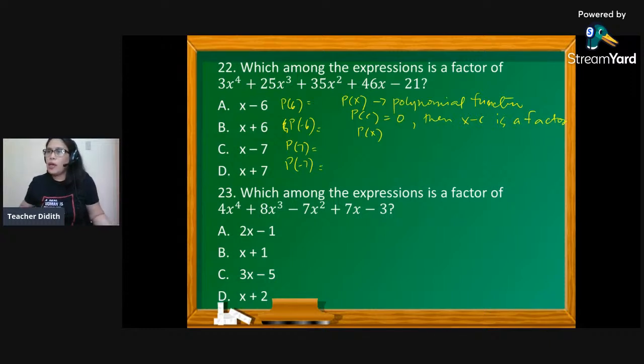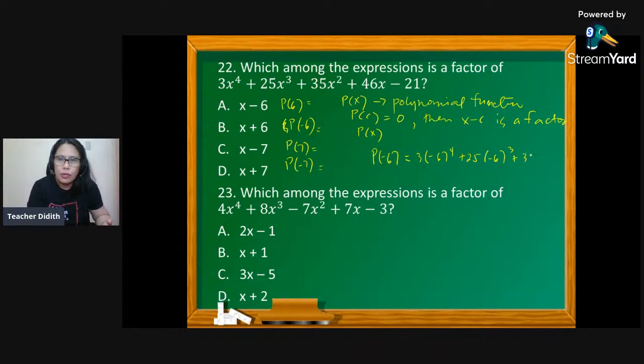Okay, let's see, guys. What's the answer? Oh, not A, they say. From Angelo. Okay. From Lino, it's B. Oh, B daw. Let's look now at P of negative 6. So, this is 3 times negative 6 to the fourth plus 25 negative 6 cubed. Is this equal to 0?